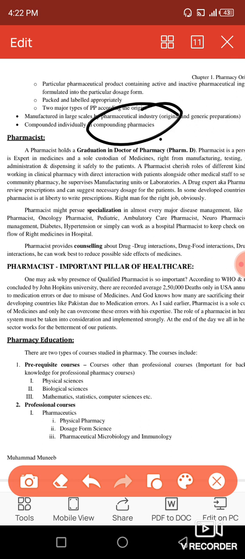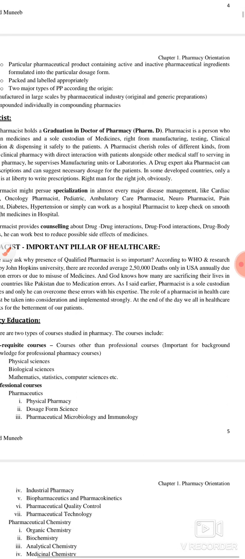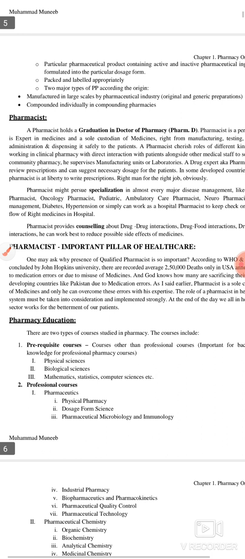So now we are going to discuss what a pharmacist is. Who is the pharmacist, what is the job of a pharmacist, and what is the educational need for it. A pharmacist holds a graduation in the Doctor of Pharmacy, Pharm D. A pharmacist is a person who is an expert in medicine. So a person who deals with or has the knowledge of all the medicines is called a pharmacist.